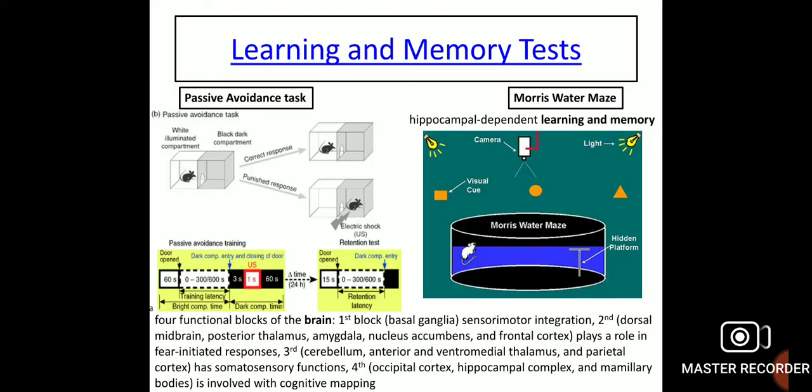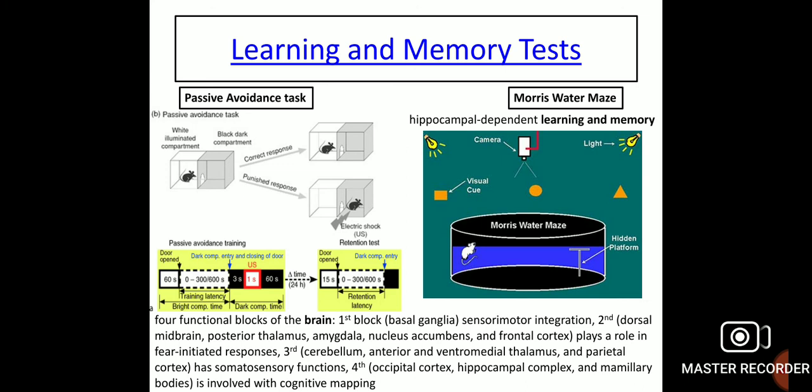In animal experiments, how are learning and memory tests done in animals, suppose in rats or mice? There are various tests available. I have just mentioned the passive avoidance test and the Morris water maze test, which are used very commonly in laboratory animals. The Morris water maze test is mainly used for hippocampal dependent learning and memory.